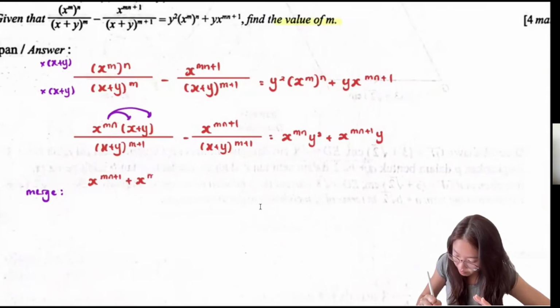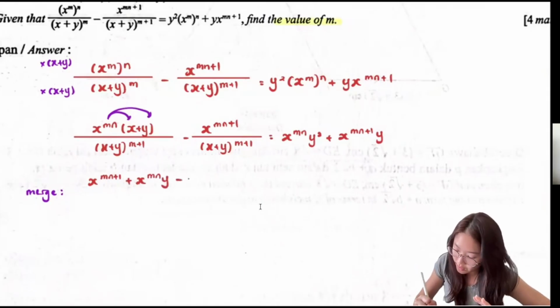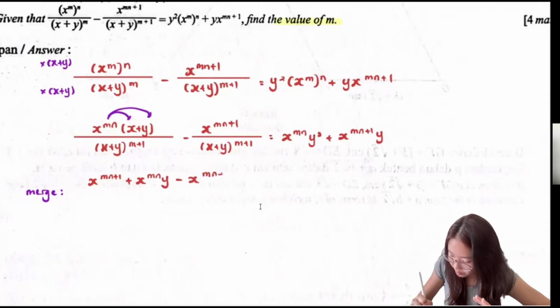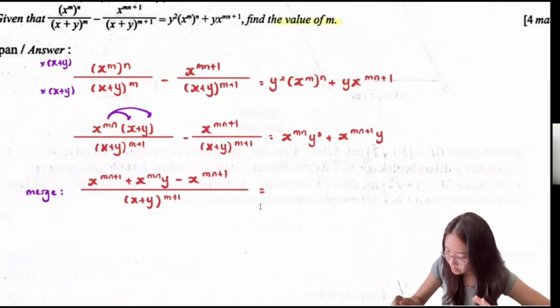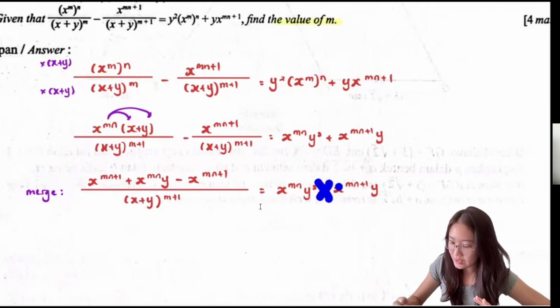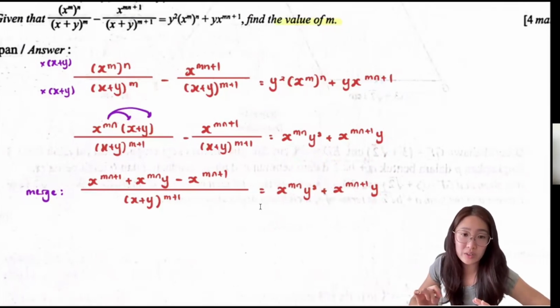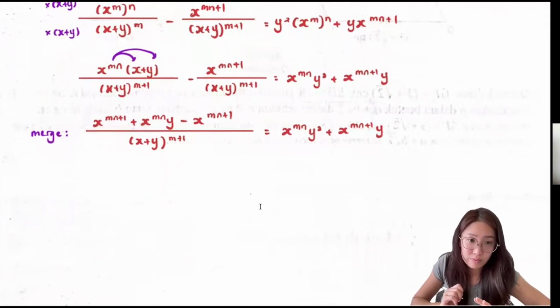plus x power mn y. Okay, then behind minus x power mn plus 1. Divide by denominator x plus y power m plus 1. Okay, behind all these things, you can't do anything. You just copy down first. If it is multiplication over here, then yes, you can do something, but addition cannot yet. Okay, later, yeah, later. Let's see what we can get in front first.